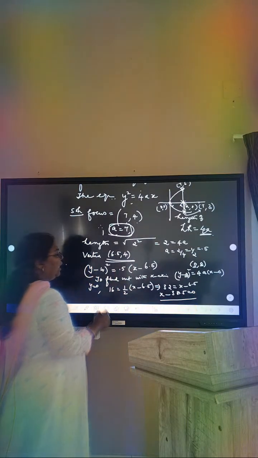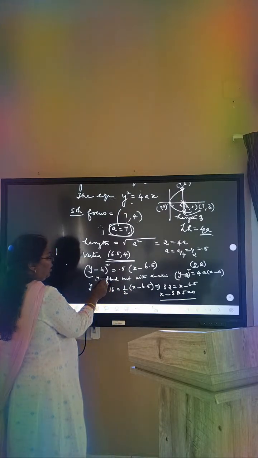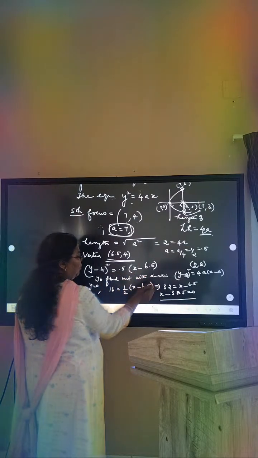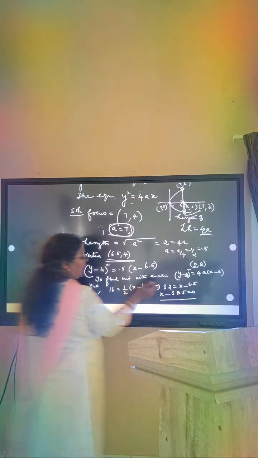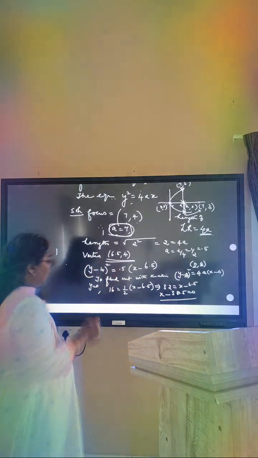So this is the equation of the parabola. The equation of the parabola is what? y minus 4 the whole square is equal to 0.5 into x minus 6.5, and this intersects with the x-axis at the point x is equal to 38.5.